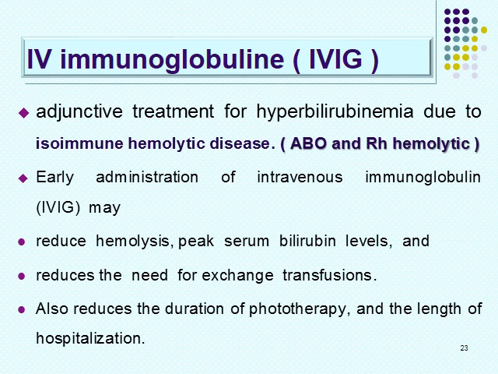IVIG is adjunctive treatment for hyperbilirubinemia due to isoimmune hemolytic disease, ABO or Rh incompatibility. Early administration of intravenous immunoglobulin may reduce the hemolysis, peak serum bilirubin level and reduce the need for exchange transfusion. Also reduces the duration of phototherapy and the length of hospitalization.